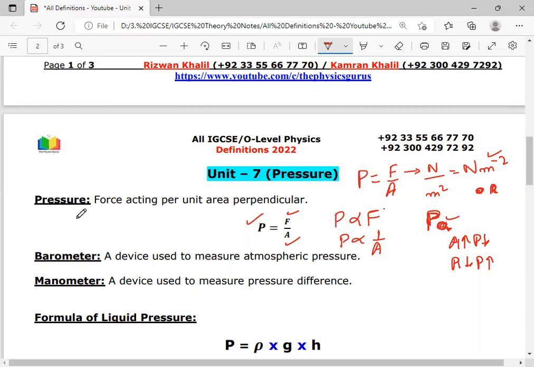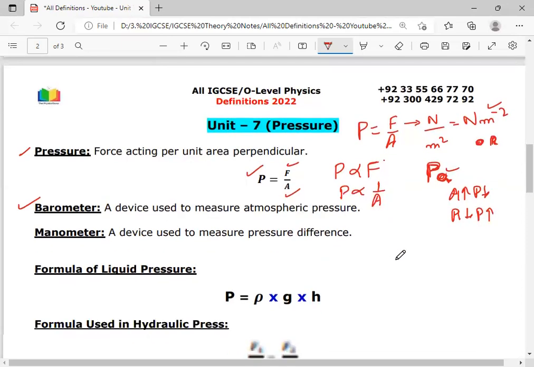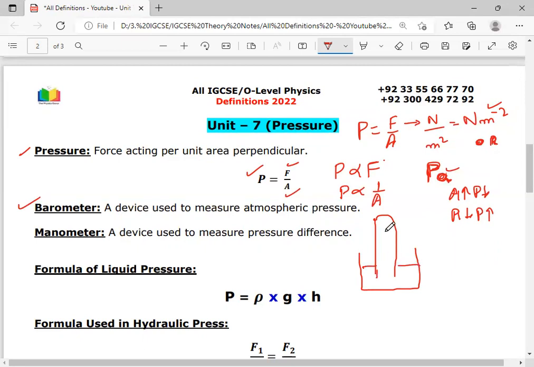Then another definition which covers unit number 7, pressure, is barometer. Barometer is a device which is used to measure atmospheric pressure, and it is just like this: an inverted tube filled in the mercury trough, and then this side represents the atmospheric pressure.